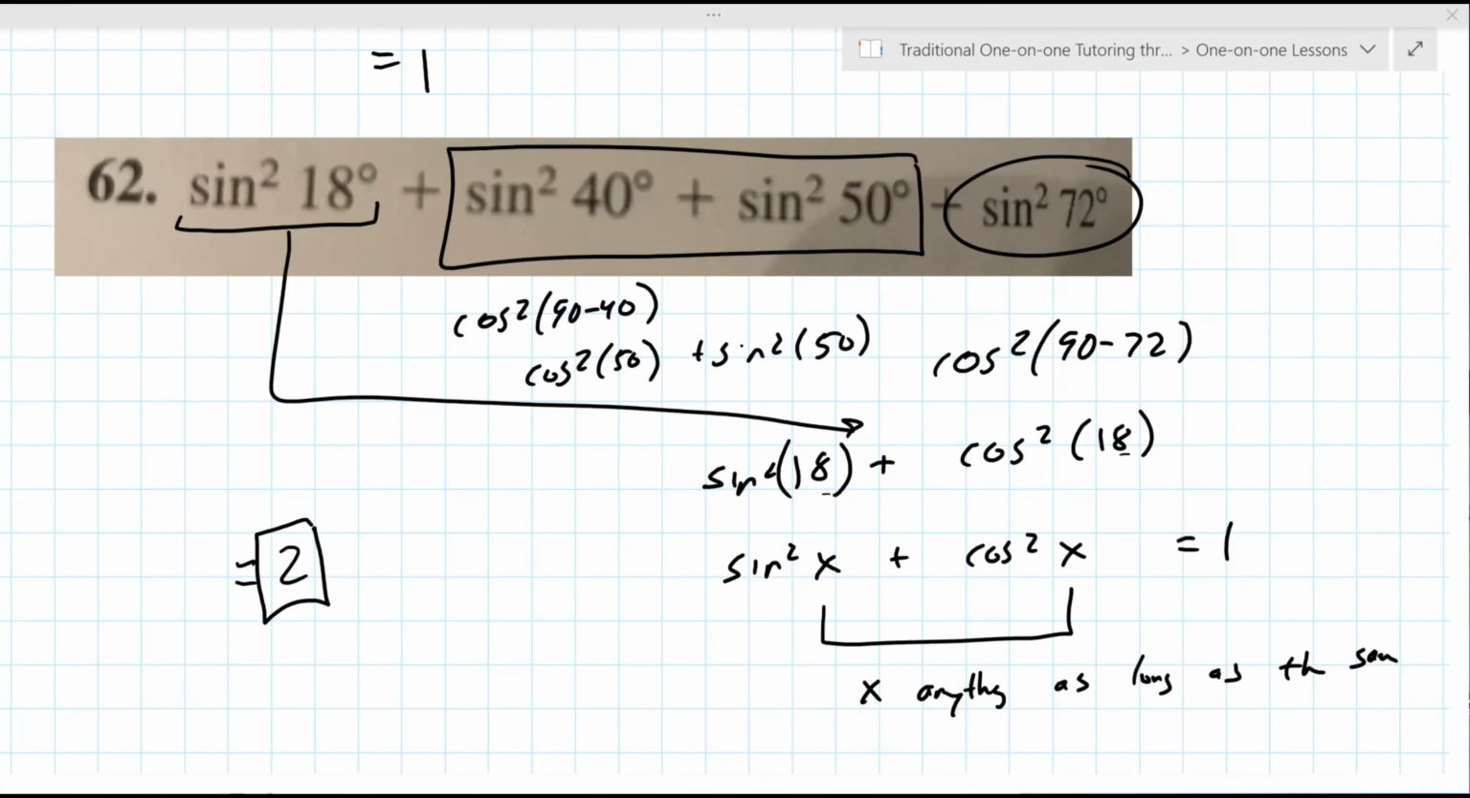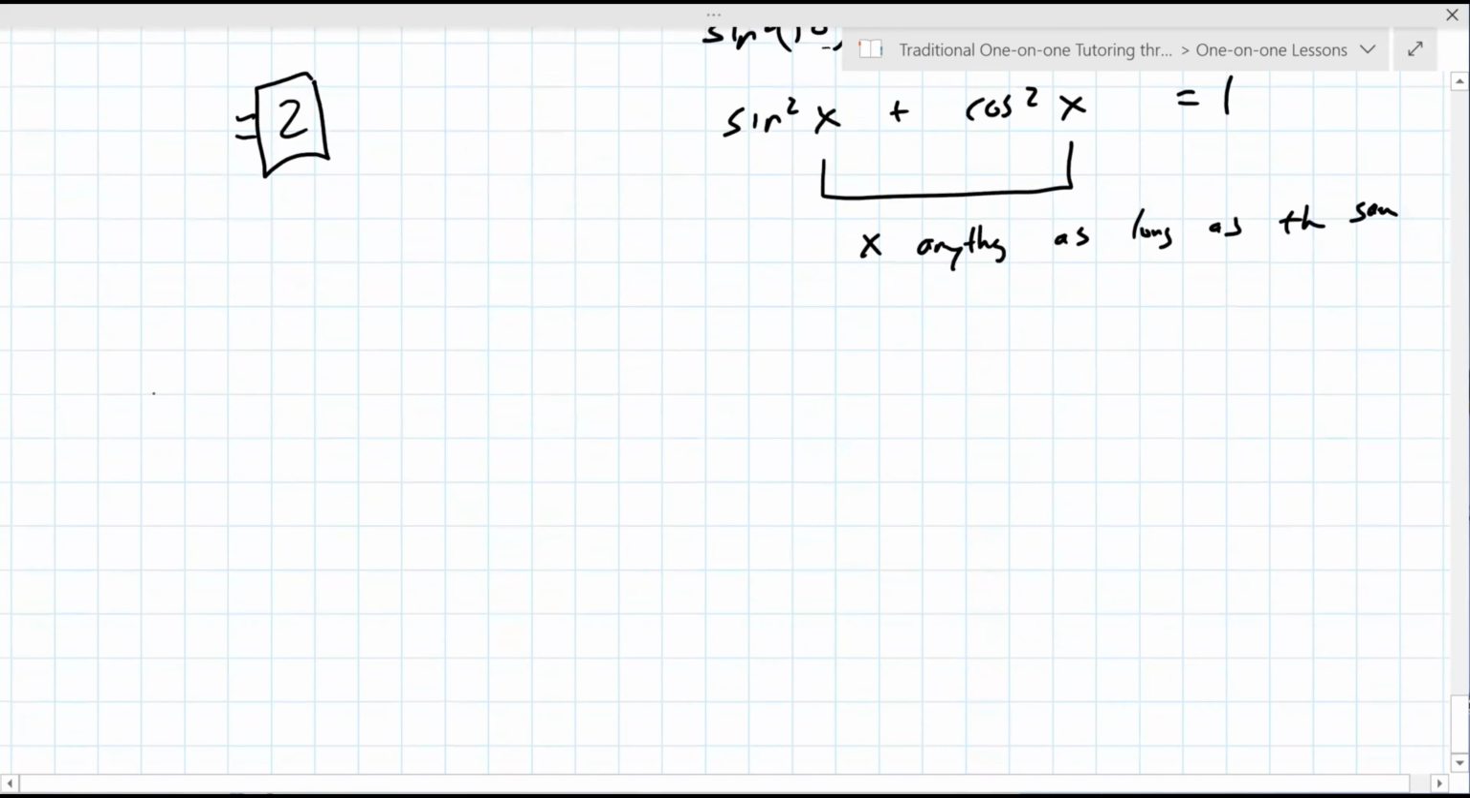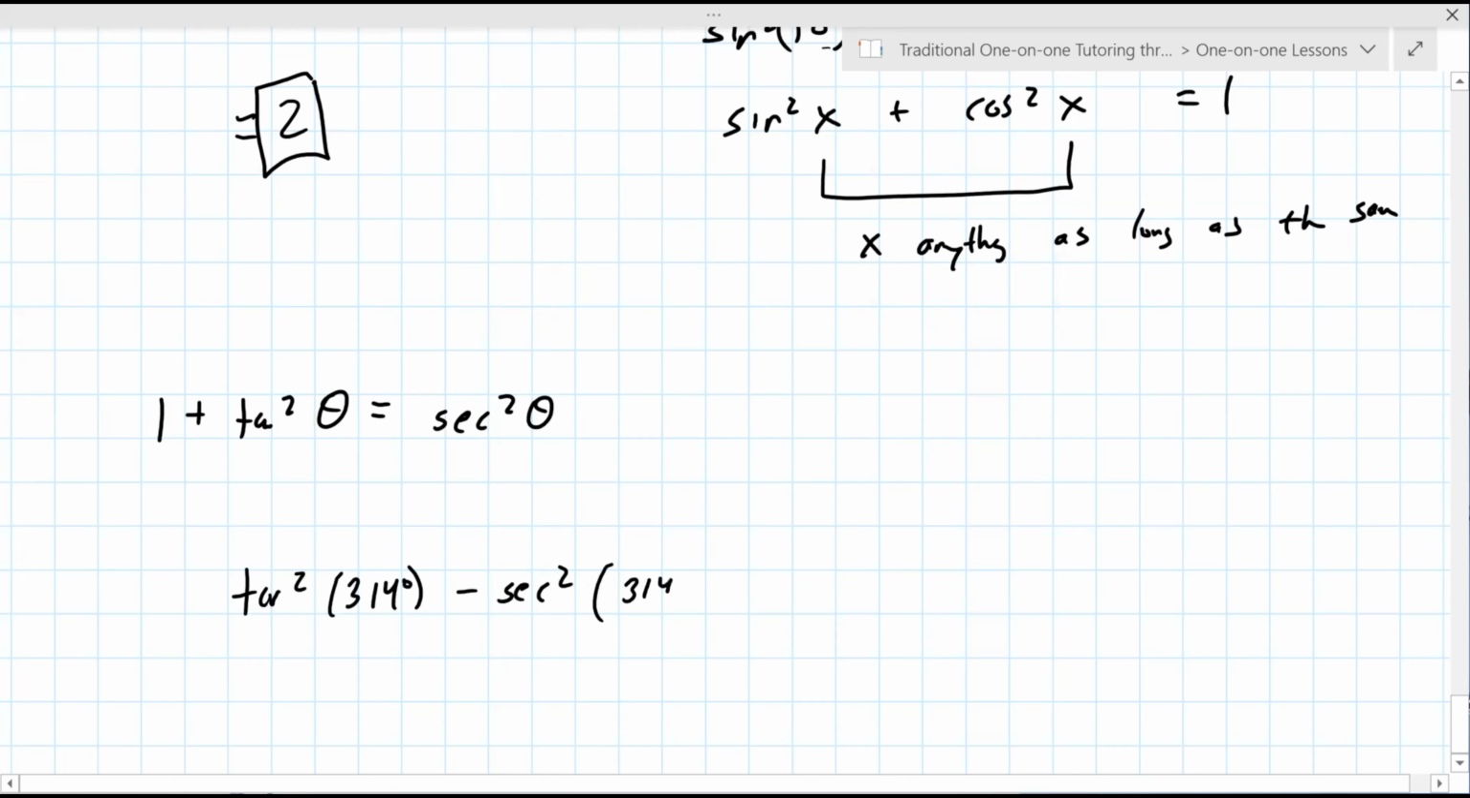And again, they could do it with the other identities also, which is how I would do it if I were testing this with the identities. What I mean is we know that 1 plus tangent squared theta equals secant squared theta. So I would give you something like tangent squared 314 degrees minus secant squared 314 degrees, and hopefully you would recognize that this equals -1, because we subtract this over and you get to move this over.